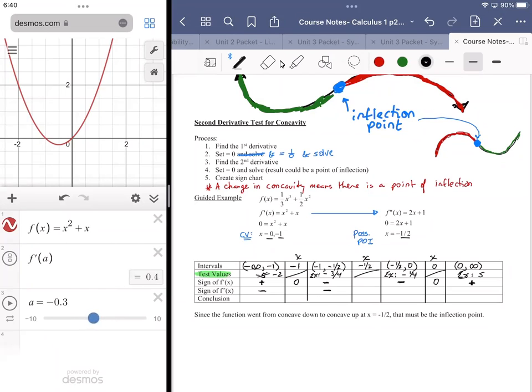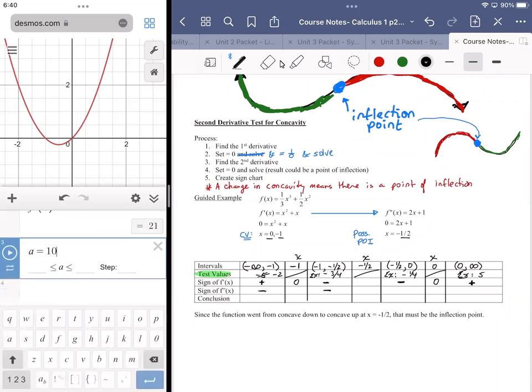Beyond negative 0.5, I'm back to being positive, or I'm actually positive for the first time here. So between negative 0.5 and 0, all positive numbers. But then after 0, it's still positive, right? It stays positive after 0 also. So my second derivative is positive over this interval, all right? So we have all our signs.